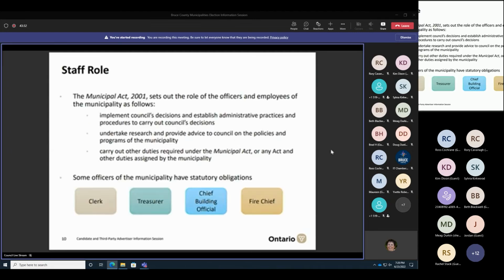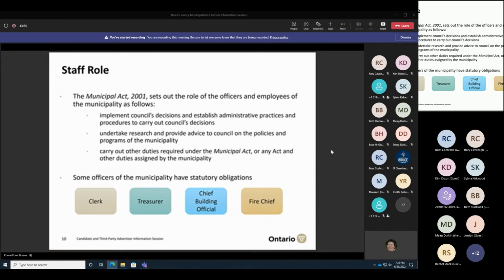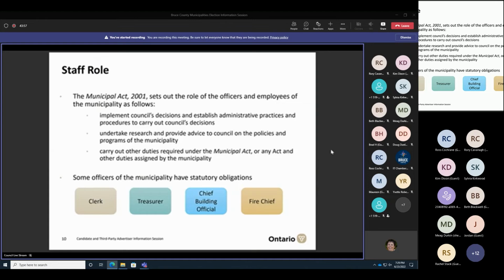Next slide, please. All right, so the role of staff is set out in Section 225 of the Municipal Act. So this includes implementing council's decisions and establishing administrative practices and procedures to carry out council's decisions, undertaking research and providing advice to council on policies and programs of the municipality, carrying out duties required by legislation and other duties assigned by the municipality. So a key feature of effective and efficient councils is a well-developed understanding of council-staff relations and the role of each party.